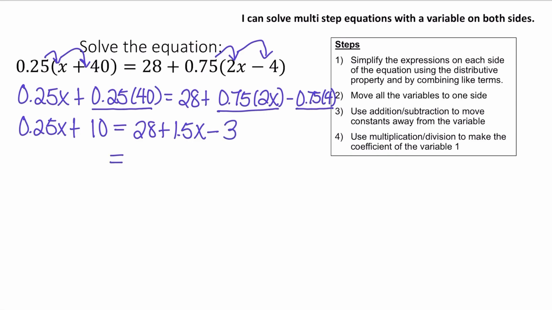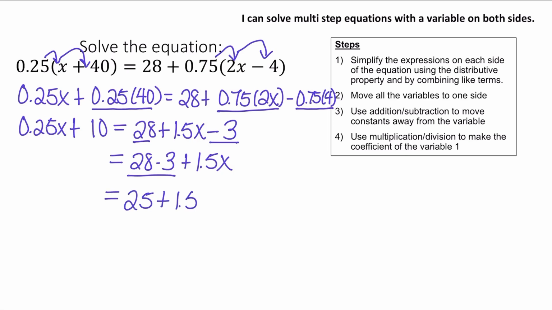So now I have some like terms on my right side that I need to combine. I have this 28 and minus 3. So I have 28 minus 3 plus 1.5x. So when I combine those terms, I get 25 plus 1.5x, and that's now simplified. So I'm just going to copy this left side down here.